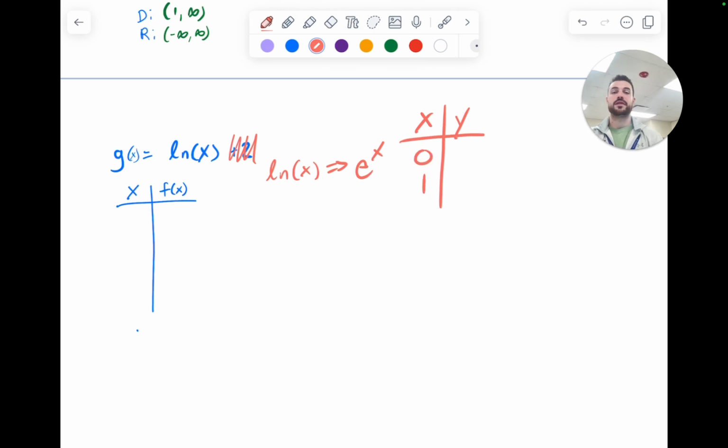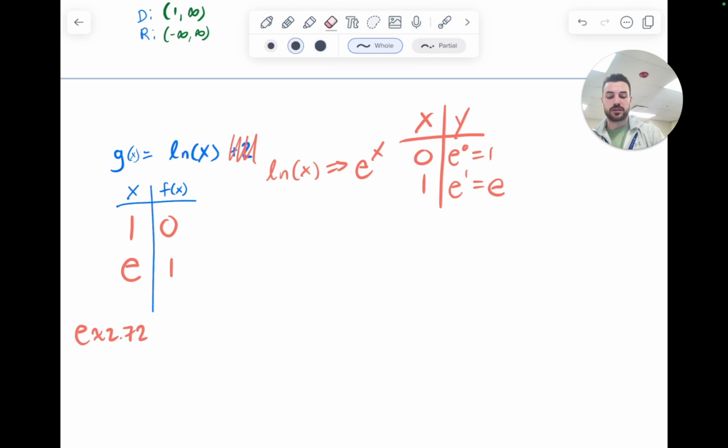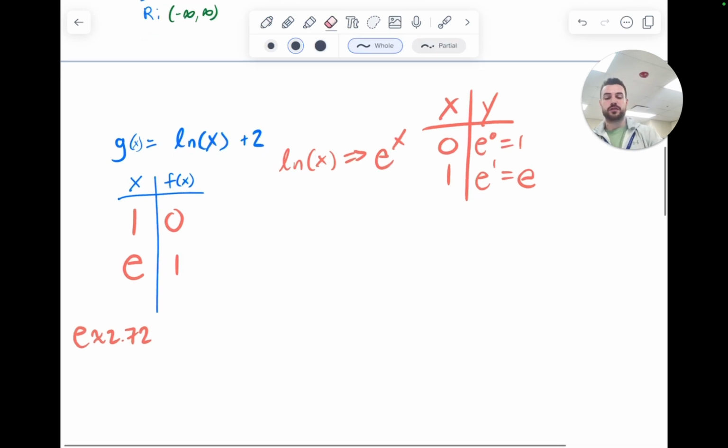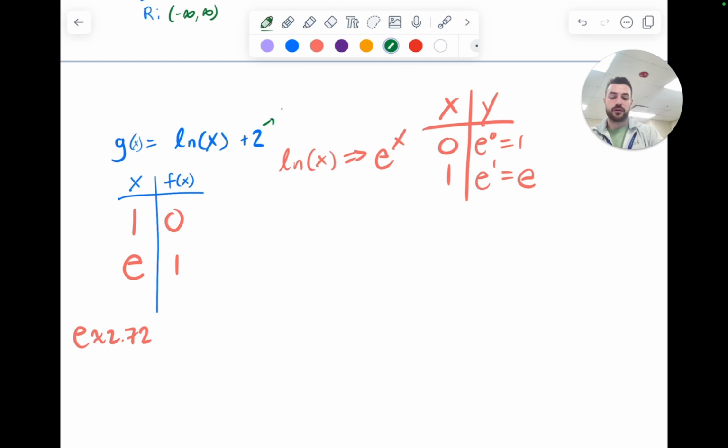We still have our nice x values. We'll plug in. And then we just need to flip these for the table. So we will end up with (1, 0), and then (e, 1). Now, it's important for us to remember that e is approximately 2.72, so we're just going to use that approximation when we apply our transformations. Luckily for us, the only transformation we have is a vertical shift up 2. So those values actually aren't going to change. I still have e by itself.